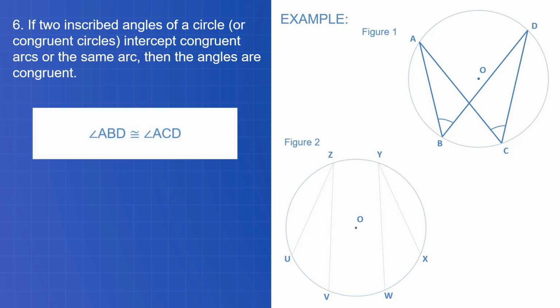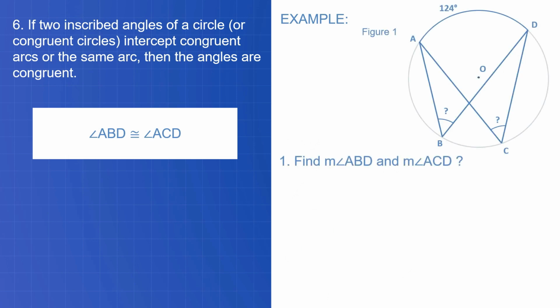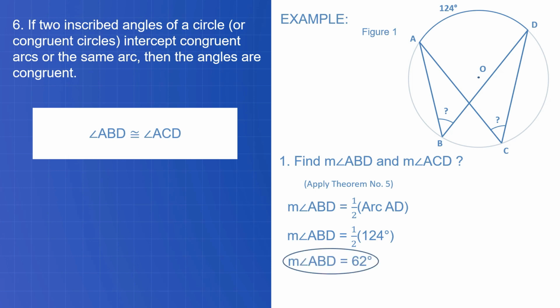Now let's try to answer this example. Find the measure of angle ABD and the measure of angle ACD. Let's find first the measure of angle ABD. By applying theorem number 5, we can say that the measure of angle ABD is equal to 1/2 times the arc AD. Substitute the value of the arc AD and then simplify. 124 degrees divided by 2, we have 62 degrees.